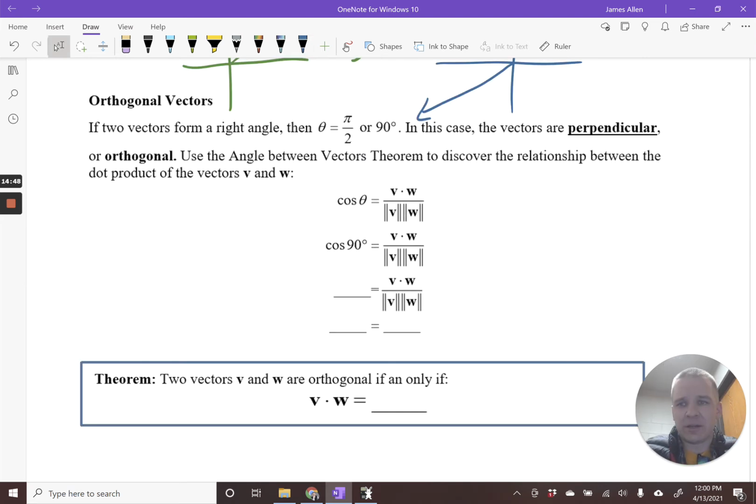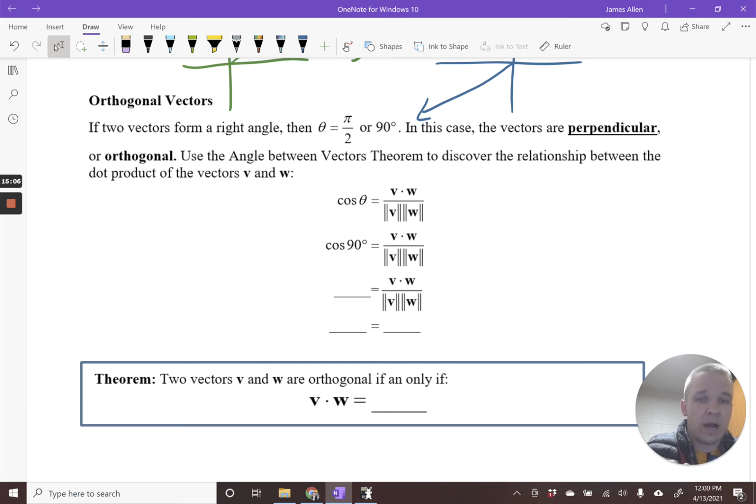Now on to orthogonal. So if two vectors form a right angle, theta would be pi over 2 or 90 degrees, right? In this case, the vectors are perpendicular. So if they form a right angle, they are perpendicular, or they can be considered orthogonal. So if they're perpendicular, they are orthogonal.